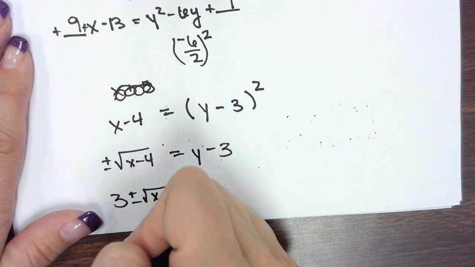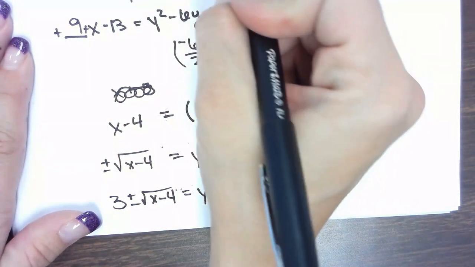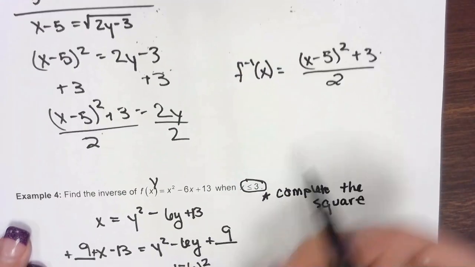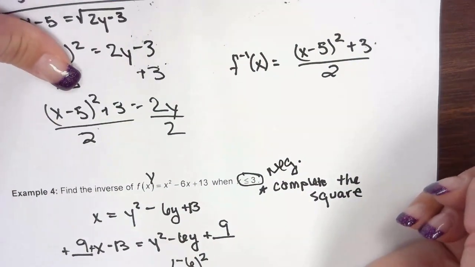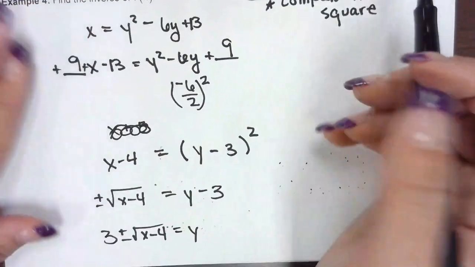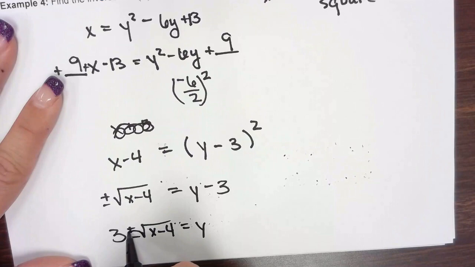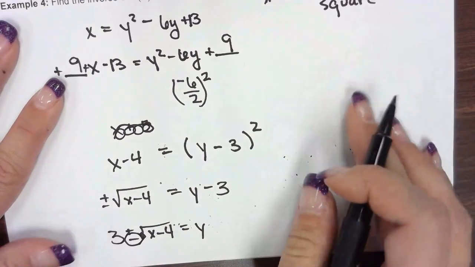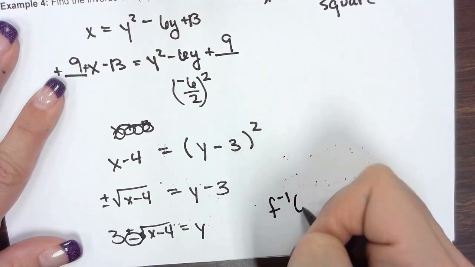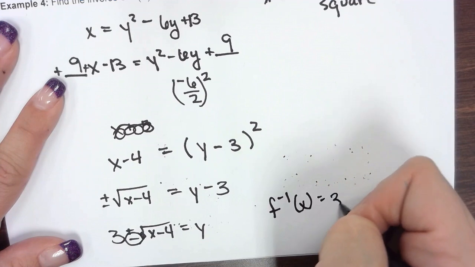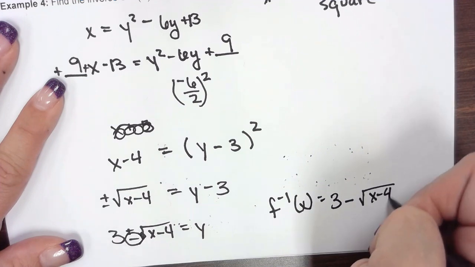But since we are restricting our domain to less than 3, we use negative numbers. I mean, I get it, 2 is not a negative number. But when it comes to positive, negative, when we have less than, it means we're going to take the negative one. If it were greater than, we would take the positive. So our final answer is f to the negative 1 of x equals 3 minus the square root of x minus 4.